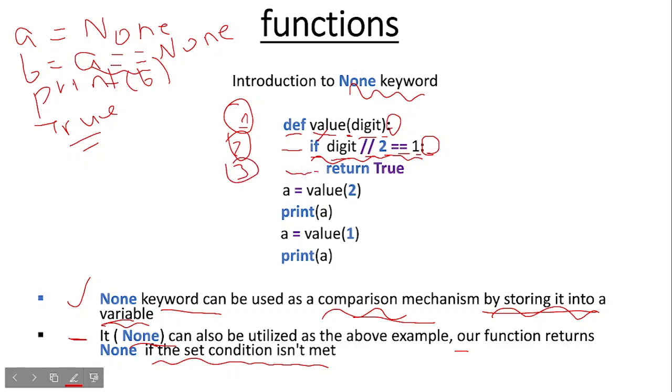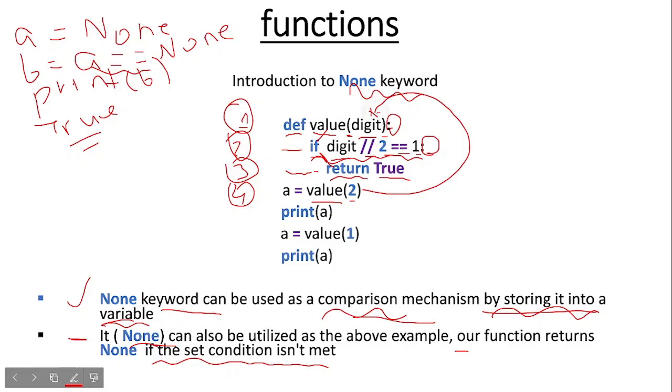Then in the third line of code, we have 4 indentation, 4 empty spaces, the return keyword, and the true Boolean. Again, the return keyword is the property of if statement. Then in the fourth line of code, we will invoke our function value by placing 2 integer as an argument. So 2 integer will be given to our digit parameter.